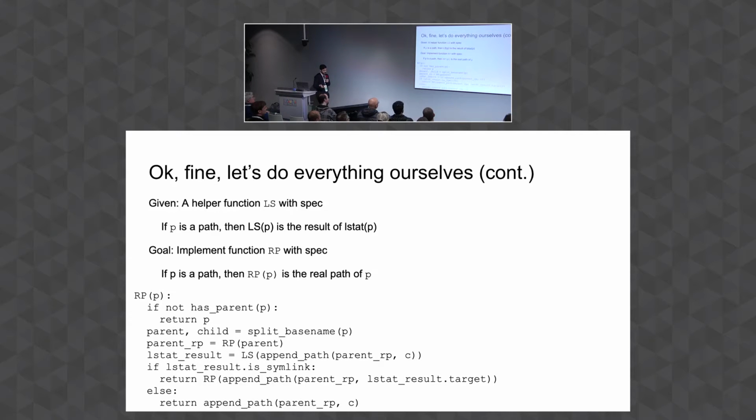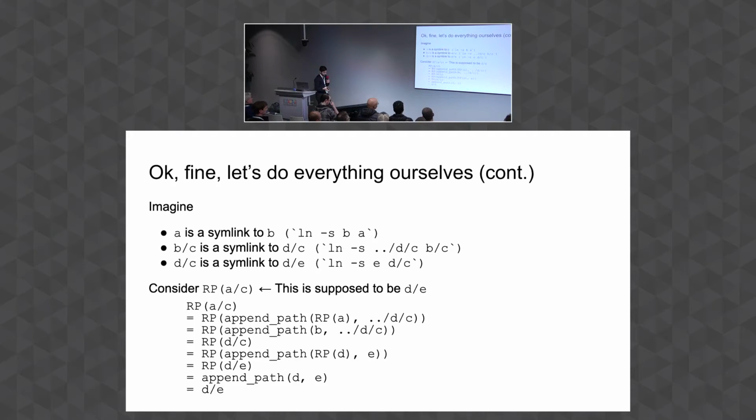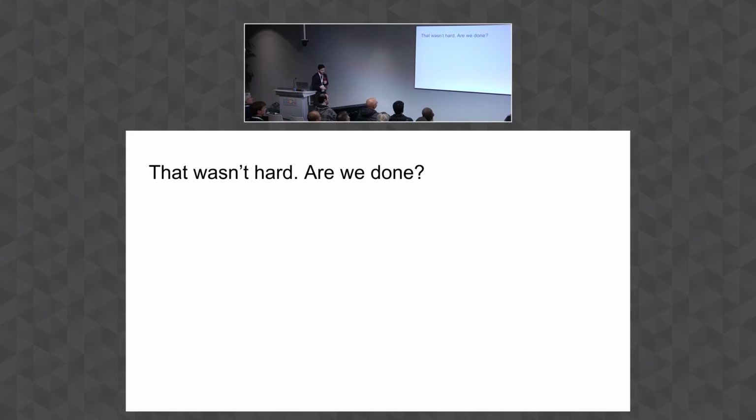I'm not going to have time to go over this. Here's just the obvious implementation where you recursively get the realpath of the parent directory, and then you get the lstat result of the path in question. And if it's a symlink, you append those paths, and then you recursively resolve that in case that pointed to another directory or something. OK, so this works. Here's an example. I'm not going to have time to go through this, but basically we have some symlink chain, and it just works. OK, are we done?